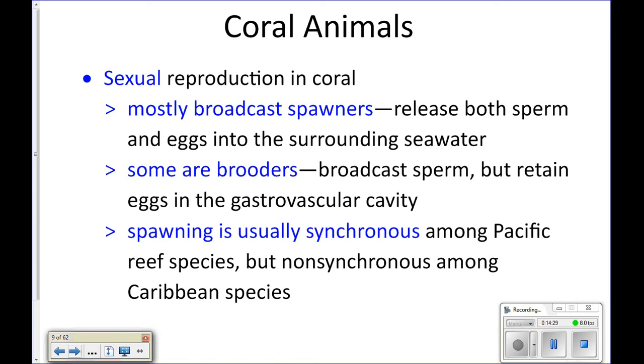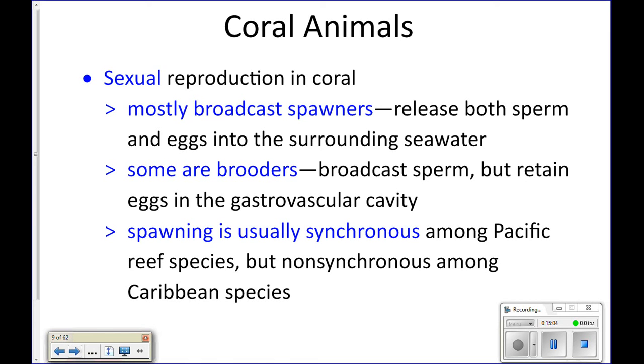Kind of weird, but in many Pacific reef species, you get synchronous spawning. Like in the Great Barrier Reef, all of the corals spawn at the same time. Meaning on the same night, on the same day, they all spawn at the same time. So it's coordinated with the phase of the moon and the water temperature. Once after winter it reaches a certain water temperature, and I believe it's a neap tide, at a quarter moon, they all spawn at the same time. So they all release their gametes into the water at the same time.